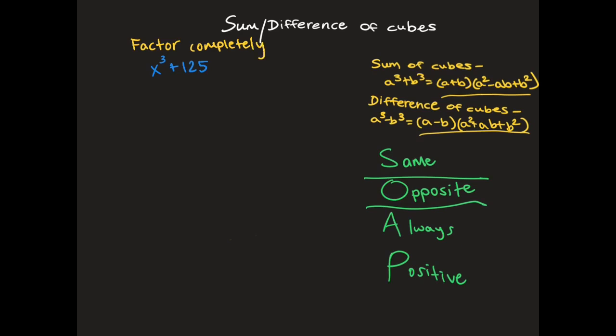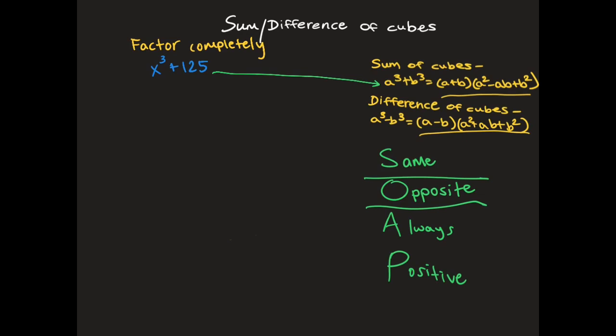The first thing we have to do, just like normal quadratic factoring, look if there's any GCF. In this case, there's not. So x cubed plus 125. That looks familiar, right? It's sum of cubes. But instead of b cubed, it's an actual number.